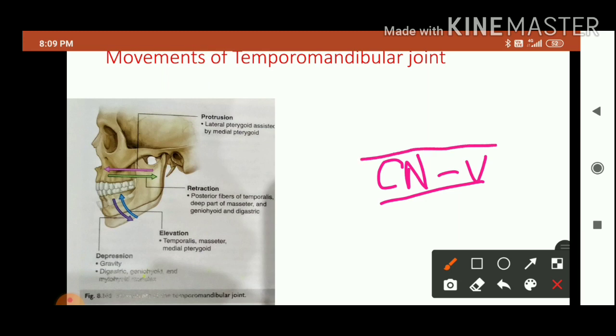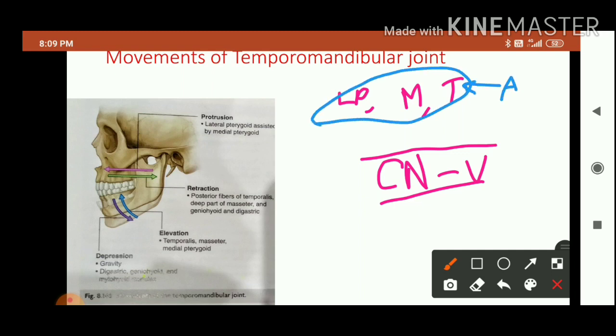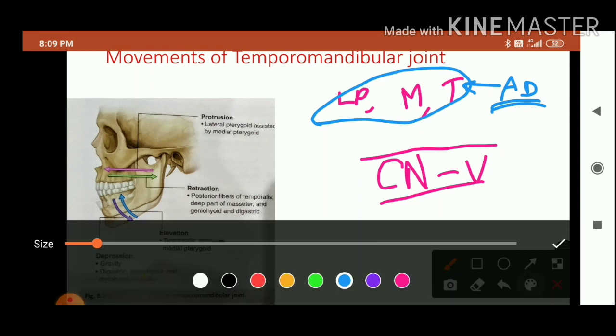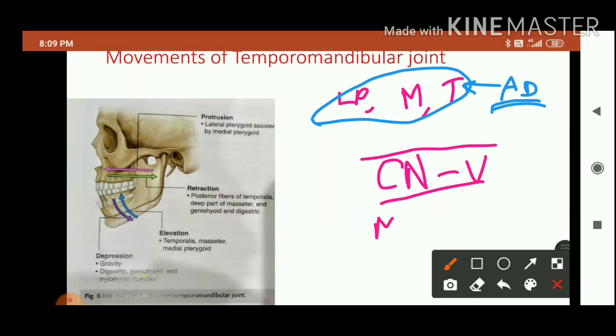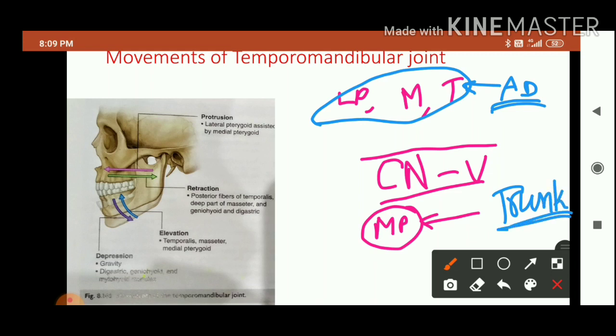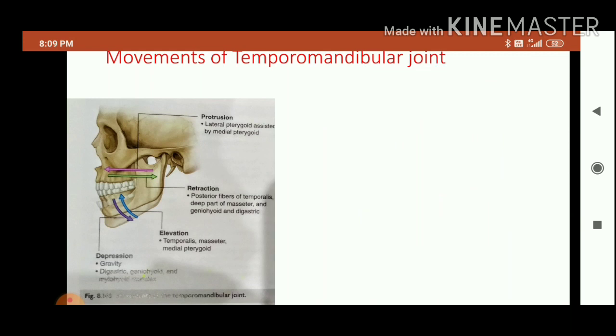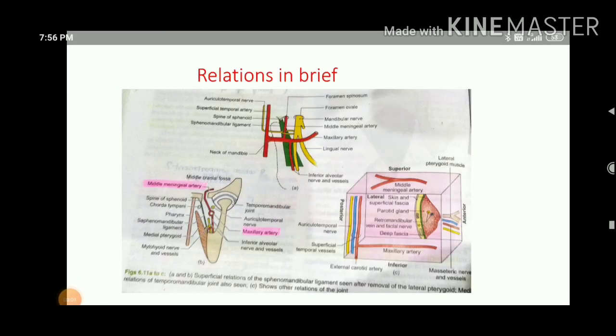So this lateral pterygoid, masseter and temporalis are supplied by the anterior division. On the other hand, we are left with medial pterygoid. Medial pterygoid is supplied by the nerve to medial pterygoid, which is a branch from the trunk of the mandibular nerve. Okay, so in this way we have completed the movements of the temporomandibular joint along with the muscles of mastication, and now the relations in brief.